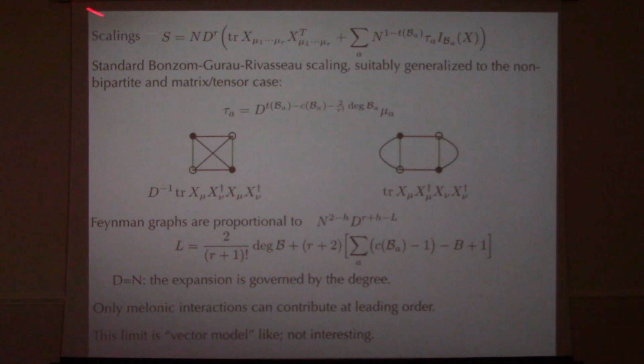So now let's consider the most general action that you might imagine. So some kinetic term and then the sum of any interaction term. So the B_A are the bubbles that represent the interaction terms. You have to decide how you scale the coupling constants to define any large N or large D limit you might have in mind. So I'm here making the distinction between N and D.